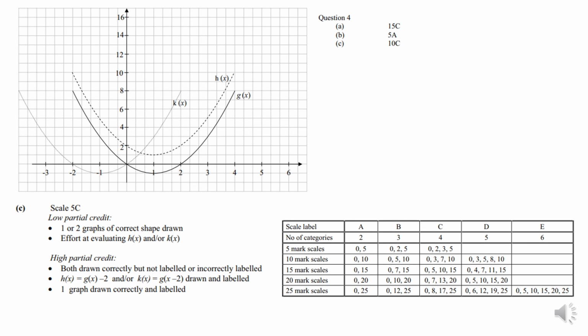Now the marking for that, there were 10 marks going for it. There's 3 out of 10 if you got one graph right, the correct shape, not necessarily correct position, or if you made some effort at evaluating h. High partial credit, which is 7 out of 10, if they're both drawn correctly but not labeled, so make sure that you label them correctly, or if you went the wrong way, if you went up instead of down or right instead of left. So that was a functions question.